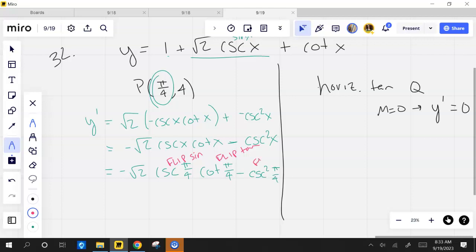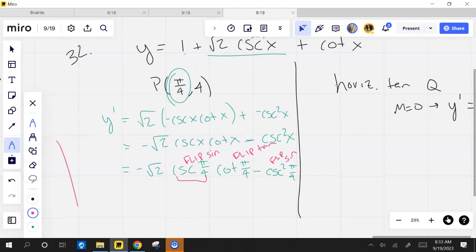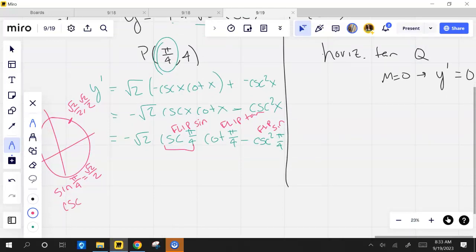So this one I'm going to flip sine and then square it. So if I find the sine of pi over 4 and then flip it, that's cosecant. So at pi over 4, here's pi over 4, right? Root 2 over 2, root 2 over 2. So what's the sine of pi over 4? Root 2 over 2. So if I flip that over, in other words, what is the cosecant of pi over 4?